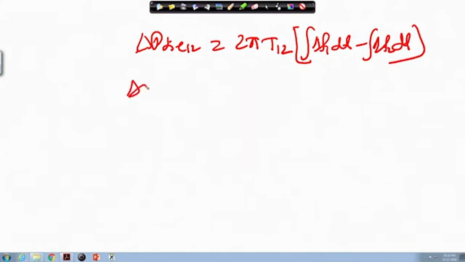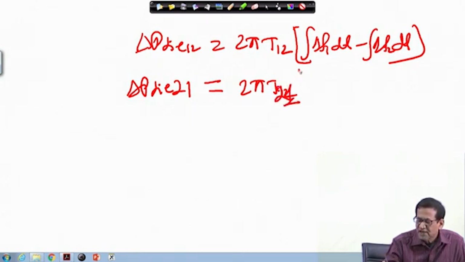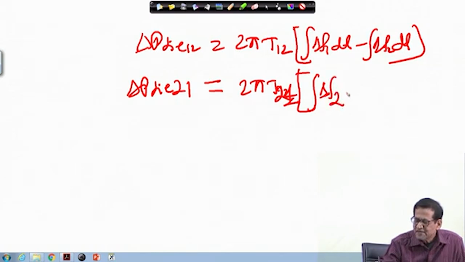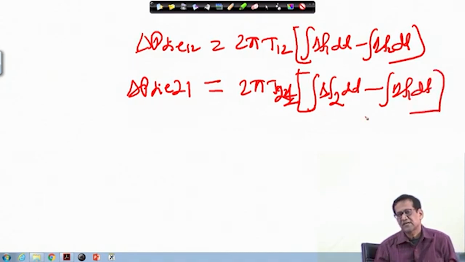Similarly, if we write delta P_tie21, it will be the same thing: 2π T21, and here it will be delta 2 minus delta 1. So, first one will be the integral of delta f2 dt minus the integral of delta f1 dt, right.